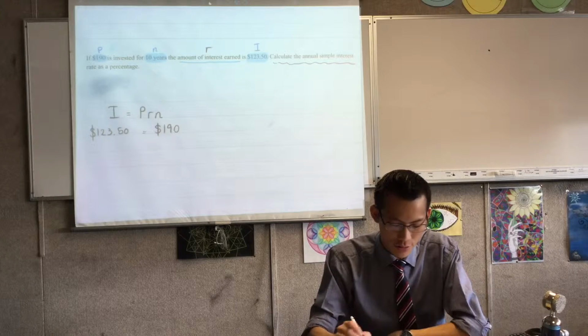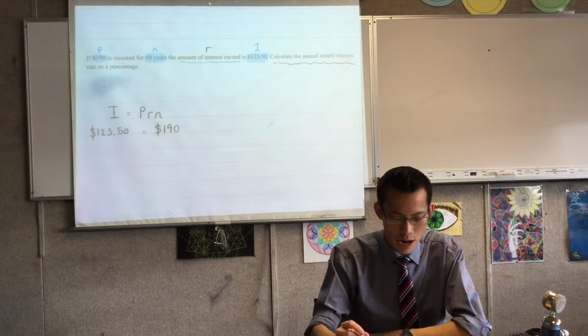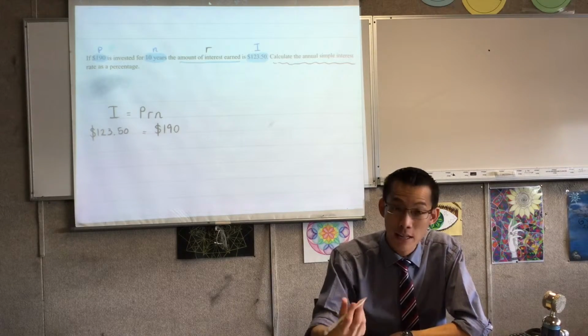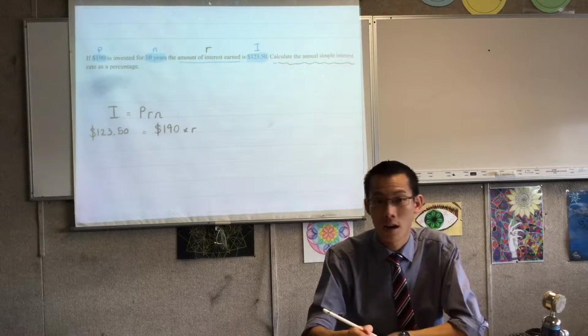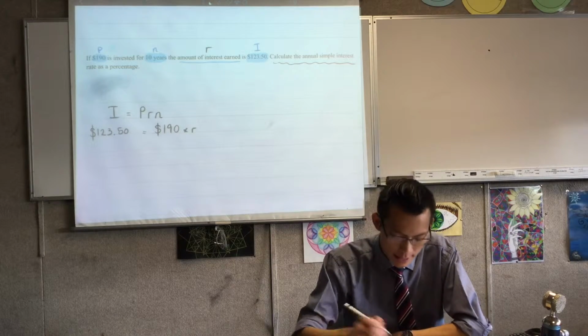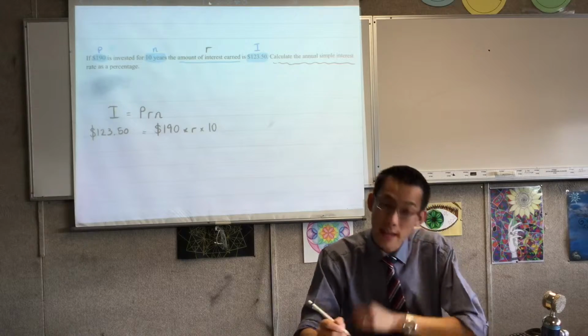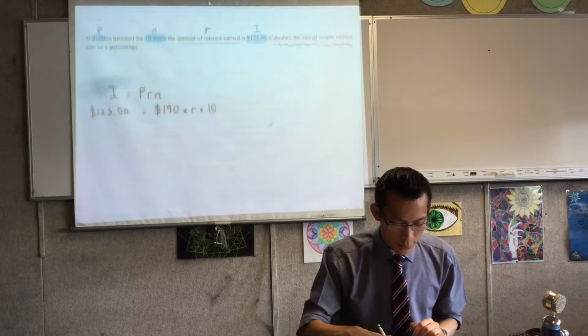Like, that's the question, okay? Calculate the simple interest rate as a percentage. So I can't put anything in for R. I just have to say it's R. Okay, I'll find that out in a minute. Lastly, I've got N. I do know what that is. It's 10 years.